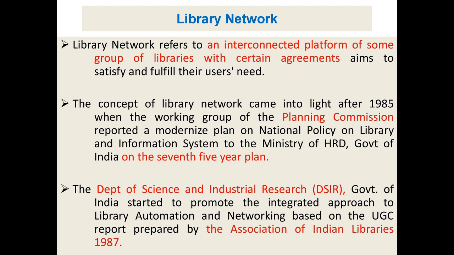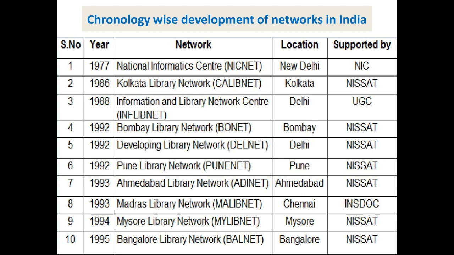The Department of Science and Industrial Research, that is the DSIR, Government of India, started to promote the integrated approach to library automation and networking based on the UGC report prepared by the Association of Indian Libraries, 1987. Chronology-wise development of networks in India. It is prepared based on the years, a network, location, supported or sponsored by.